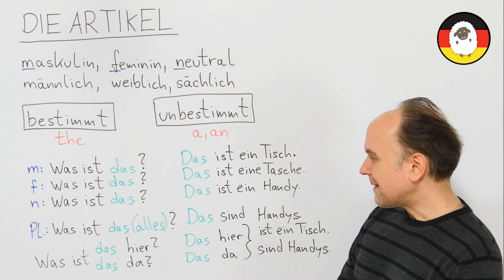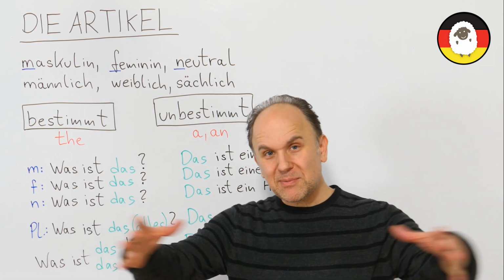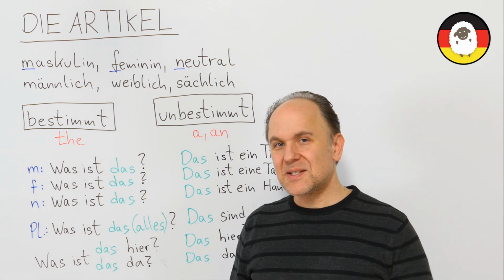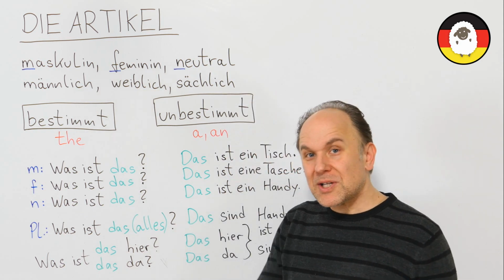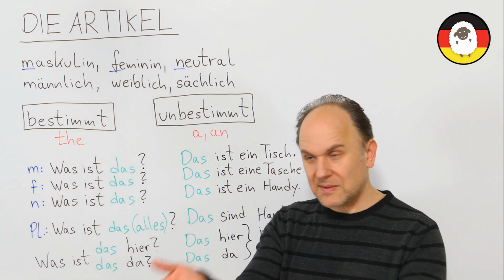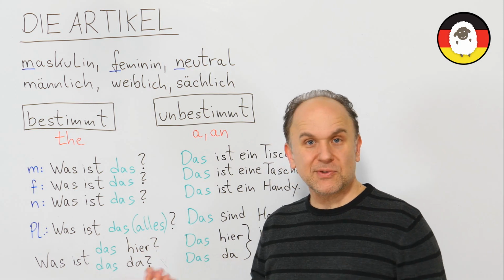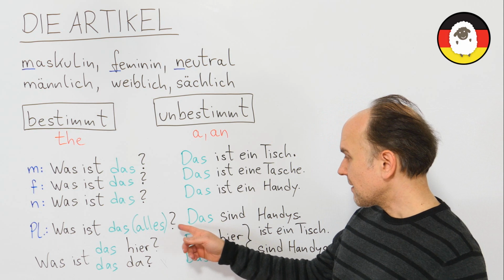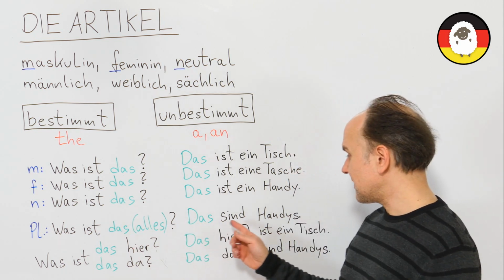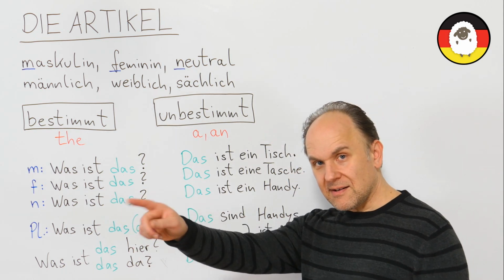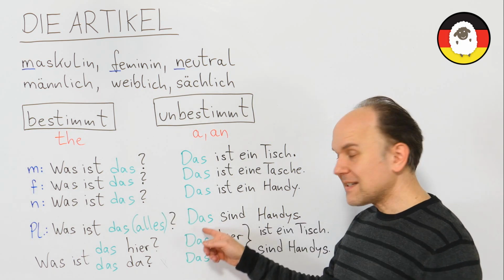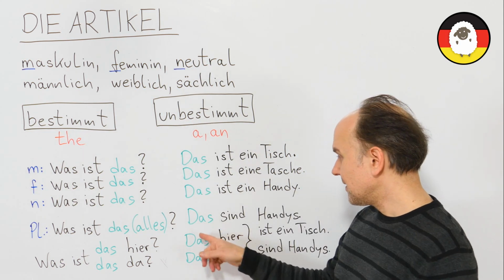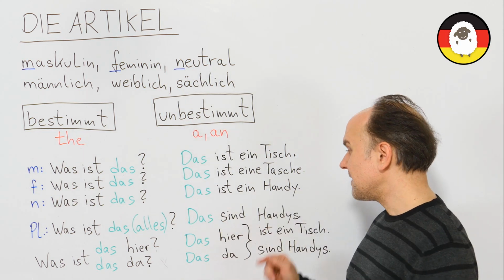Now, the plural question. If you have a table full of things, you could say, was ist das? It's totally okay. But since it's plural, you could ask, what is all this? All these things. Was ist das alles? And the answer, if it's plural, is das sind, these are. Like I said, das means this, that, these, those. It's just pointing at something. Das sind Handys.